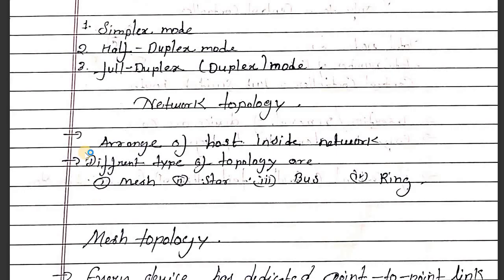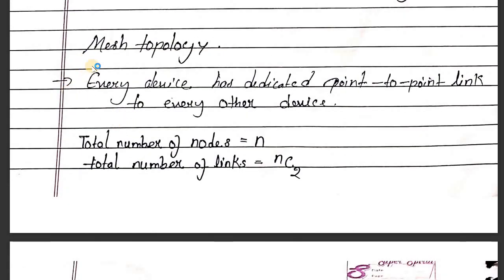The next topic is about topology. Topology is the arrangement of nodes. There are different types of topologies. The first one is mesh, then star topology, and bus and ring topology. The first, there is a mesh topology.